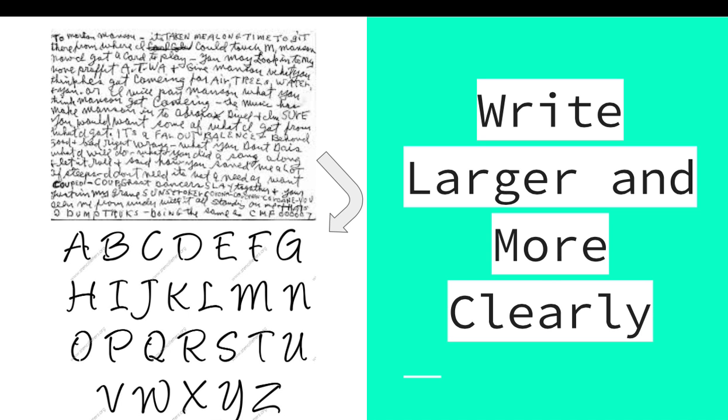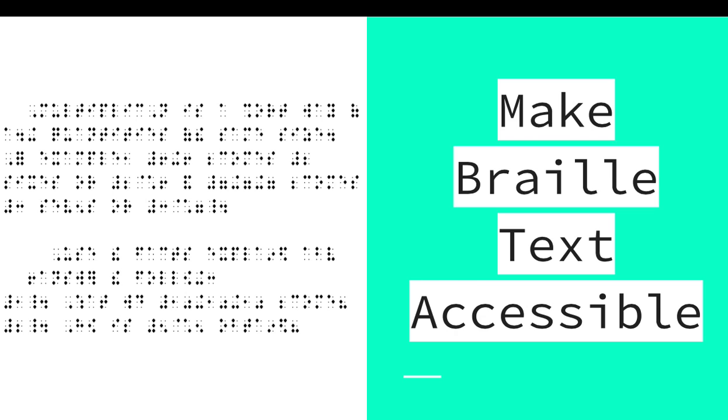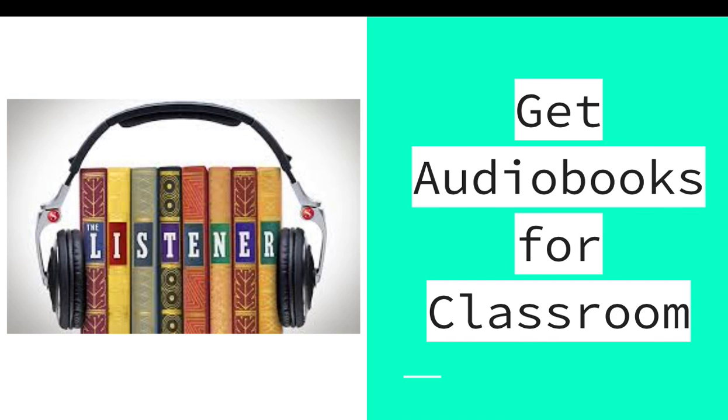It is also important that the teacher writes large and clear, and again, this includes on the whiteboard, on the projector, on any notes or any handouts. The teacher should also limit any sort of visual distractions in the classroom, because the child might actually have trouble focusing on more than one visual at a time. The teacher should also provide the student with any braille material or text. Audiobooks are also good resources that can be used instead of only print books.